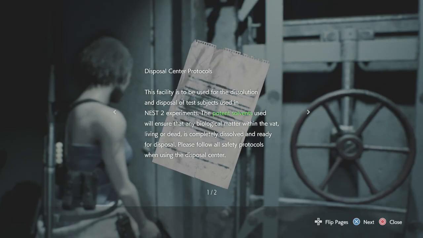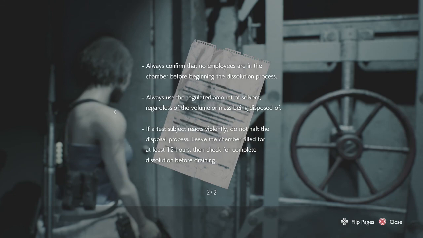Disposal center protocols. This facility is to be used for the dissolution and disposal of test subjects used in Nest 2 experiments. The potent solvent used will ensure that any biological matter within the vat, living or dead, is completely dissolved and ready for disposal. Please follow all security protocols when using the disposal center. Always confirm that no employees are in the chamber before beginning the dissolution process. Always use the regulated amount of solvent, regardless of the volume or mass being disposed of. If a test subject reacts violently, do not halt the disposal.